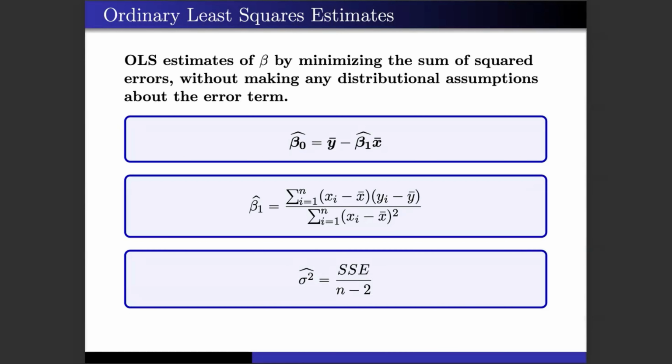Beta naught hat equals y bar minus beta 1 hat x bar. Beta 1 hat equals summation xi minus x bar times yi minus y bar divided by summation xi minus x bar whole square. And an estimate of sigma square equals SSE divided by n minus 2.